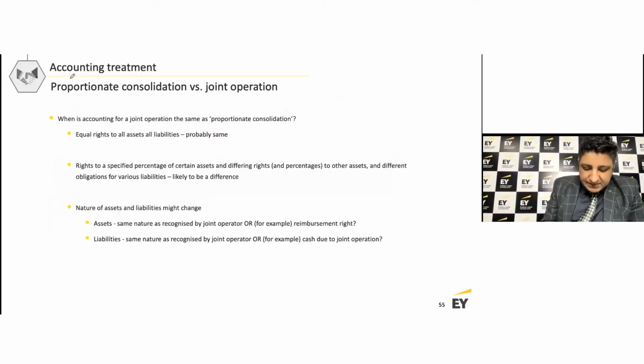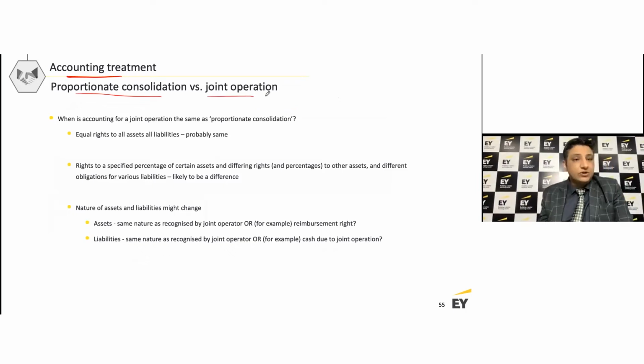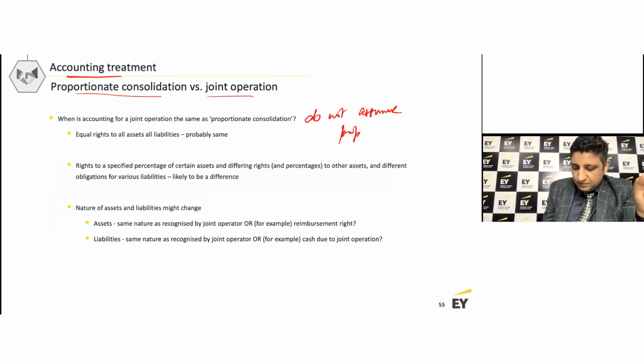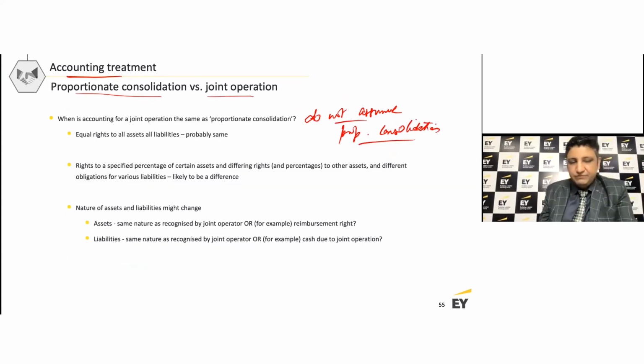I think we've discussed that as well, proportionate consolidation versus joint operation. You should not assume proportionate consolidation if you see a percentage of equity. In real life, it is unlikely to have that. Importantly, you need to understand that the accounting for a joint operation is not necessarily the same as proportionate consolidation unless there's an equal right to all assets and all liabilities.